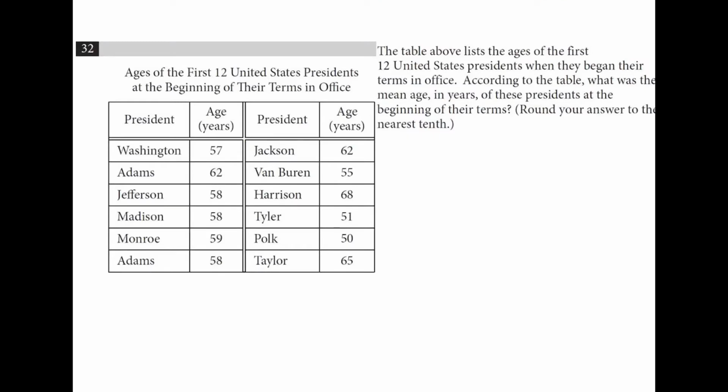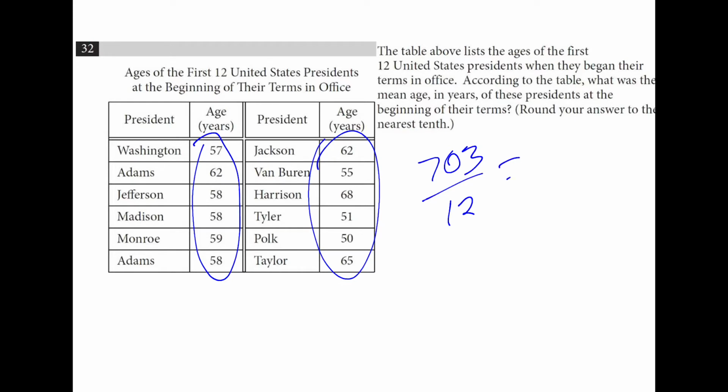We're looking to find the average age of when these presidents entered office. So you add all these together and divide by 12. When you take 703 divided by 12, you get 58.583 repeating. They say round your answer to the nearest tenth. So 58.583 repeating. 8 is bigger than 5, so we go up, and this is 58.6.